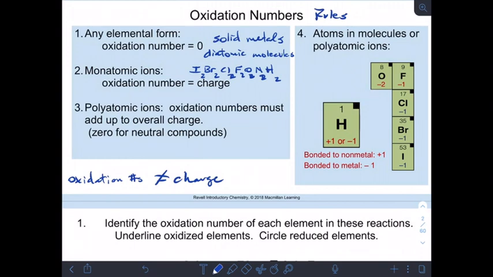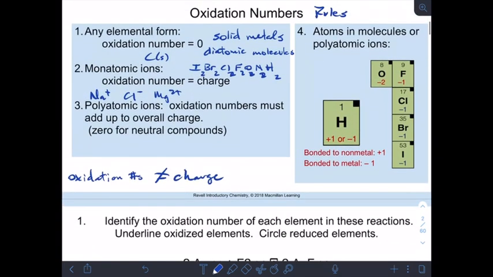Also, things like solid carbon, right? That's what's in your pencil leads. Graphite is solid carbon. So anything in its naturally occurring state has an oxidation number of 0. Monatomic ions, so things like Na+ or Cl- or magnesium 2+, will have the same oxidation number as the charge of the ion. For polyatomic ions, the oxidation numbers must add up to the overall charge, and 0 for neutral compounds. And we'll get into that as we go.